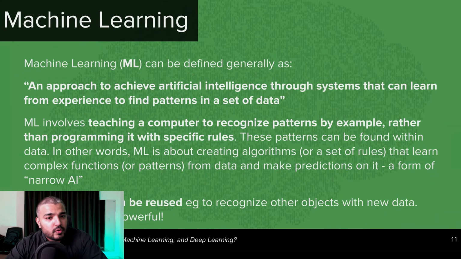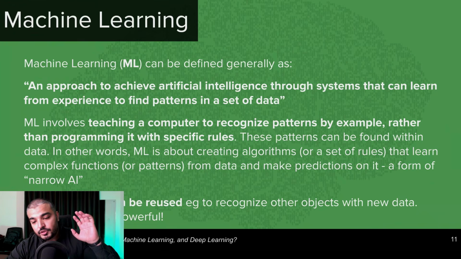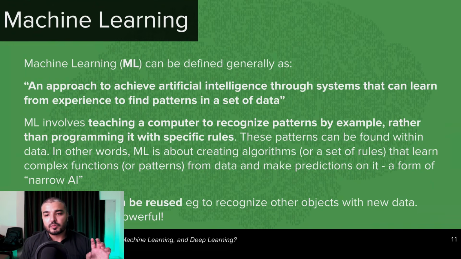All right, so machine learning. It states that it's an approach to achieve artificial intelligence through systems that can learn from experience to find patterns in a set of data. Now, there are two very important terms and probably a very important verb in this particular statement. So, you have a set of data, number one. You have to find patterns in that set of data. And that is crucial when you talk about machine learning.